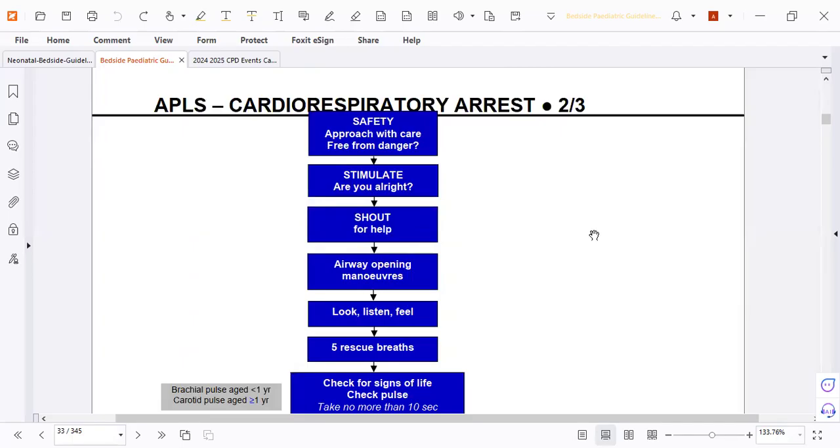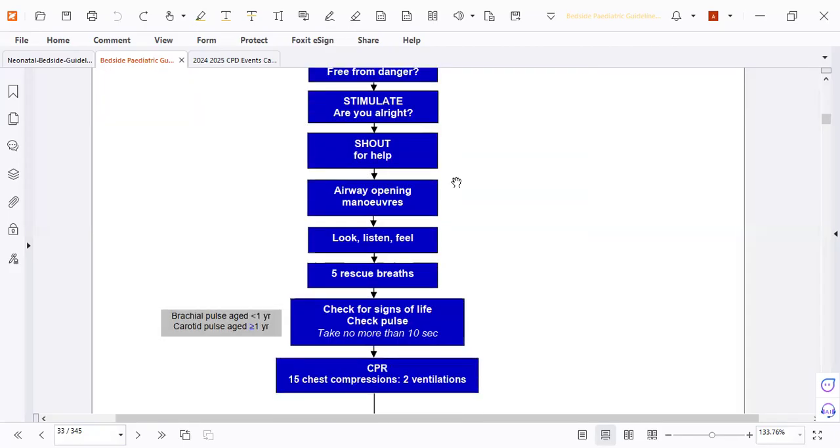Okay, so this is the algorithm we have been talking about on the previous page, which organizes the steps stepwise, so you can be organized and know what you're going to do next. Okay, so first of all, start with the safety check, which is approach with care, free from danger, stimulate the patient, just talk to him. Are you all right? Hello, hello, do you hear me? And stuff like that. You have to shout for help if there are any people around you, or the paramedics have arrived.